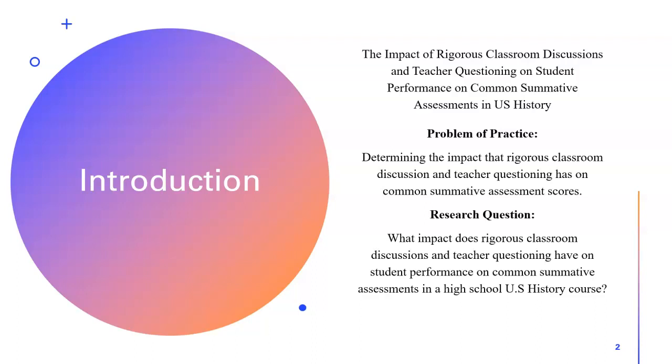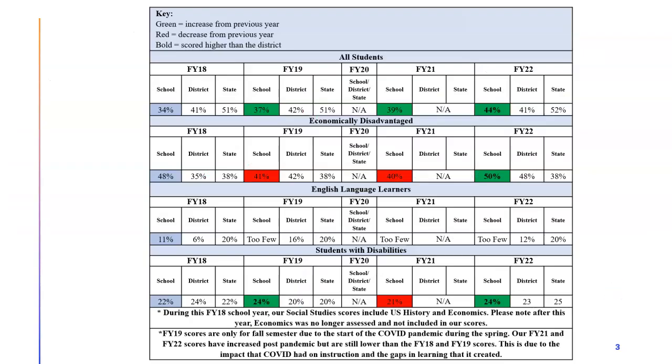The research addresses the problem of practice by determining the influence of rigorous classroom discussions and teacher questioning on assessment scores. By focusing on this relationship, the study seeks to provide evidence-based insight to enhance teaching practices and improve student learning experiences in U.S. history.